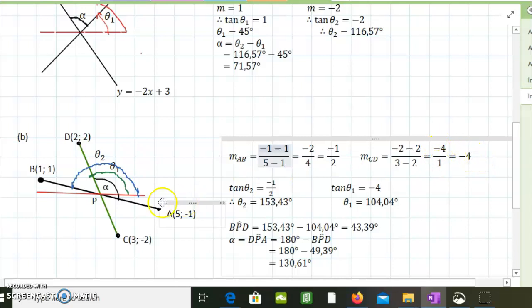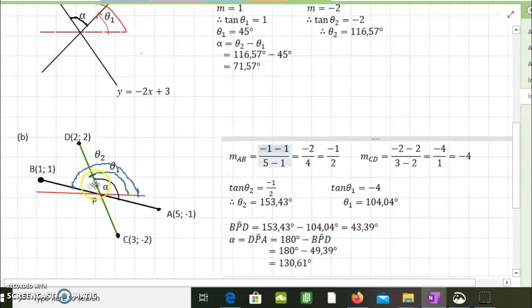So to find the inclination of this line CD, I use the fact that the tan of that angle is equal to minus 4. Employ my calculator, and I will have to say second function tan, that will result as a negative angle on your display. So you add 180 to get the positive obtuse angle here. So now we have these two angles. Theta 1 is 104,04 and theta 2 is 153,43 degrees.